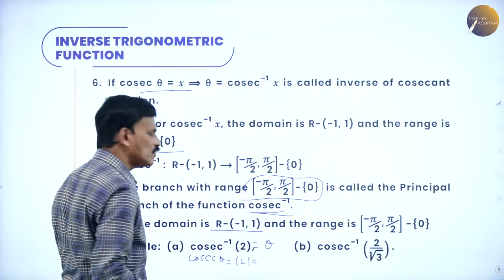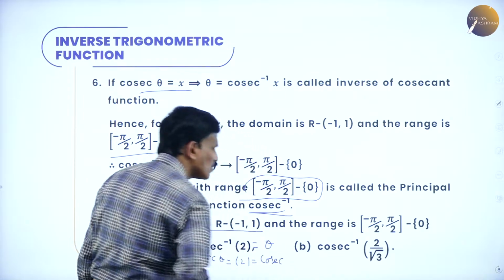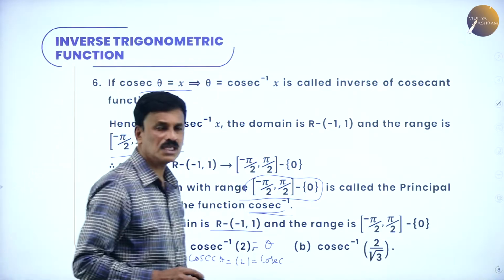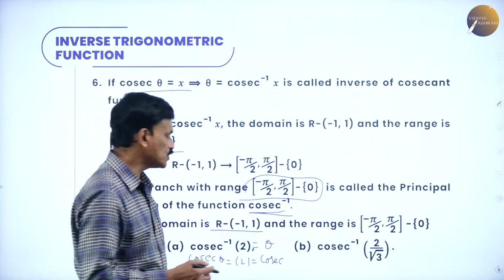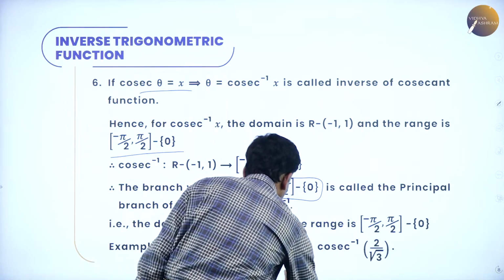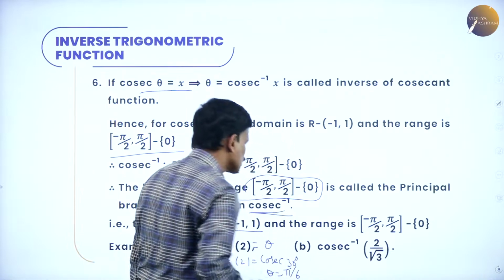So for what value of cosecant will you get 2? This is nothing but cosecant of 30 degrees. Yes, since sine 30 is 1 by 2, cosecant 30 is equal to 2. So this is equal to 30 degrees. Therefore, here theta is equal to pi by 6.